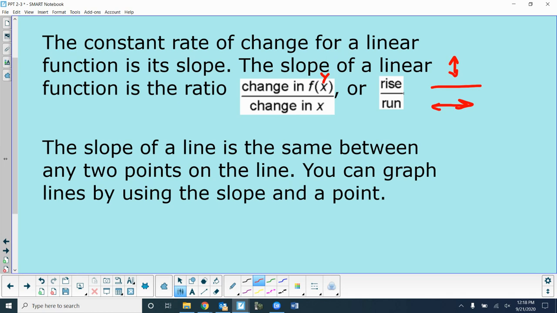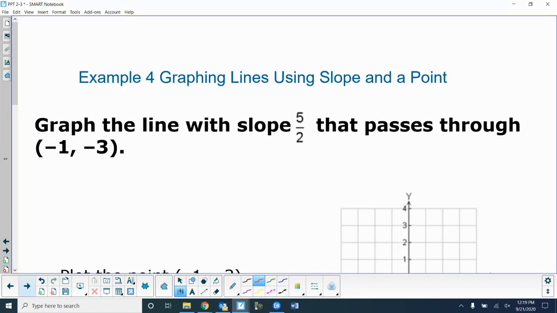It says the slope of a line is the same between any 2 points on the line. You can graph lines by using the slope and the point. So if you know a point on the graph anywhere, from there you can do the slope, rise and run, make another point, rise and run again, make another point. You make a bunch of points, connect them, you got your line. You guys remember how to do that, don't you? Any questions? Too easy, right?